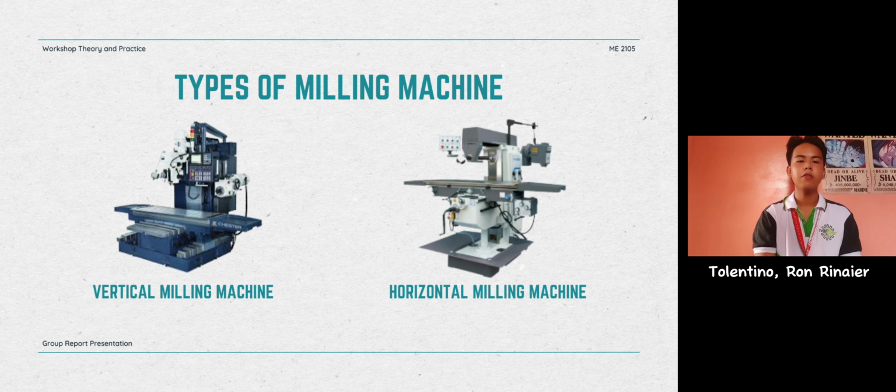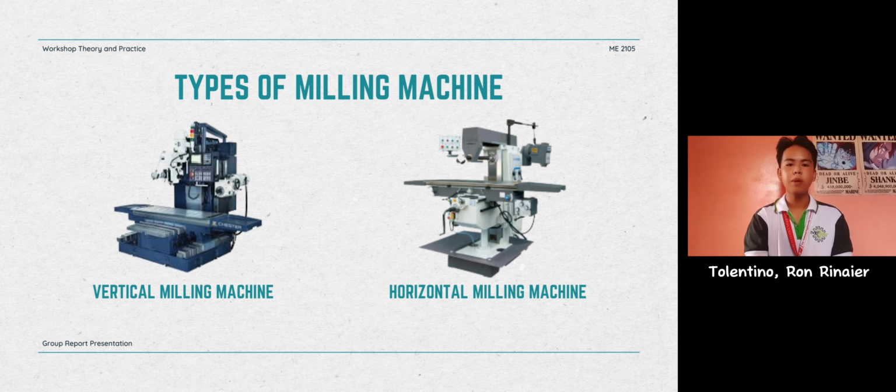And now for the different types of milling machines. There are several different types of milling machines, each designed for a specific machining task and application. The main types of milling machines include: first, the vertical milling machine.